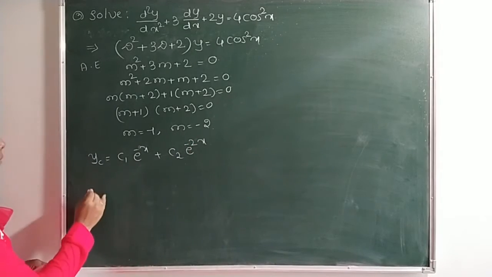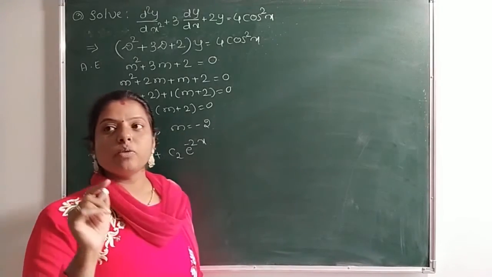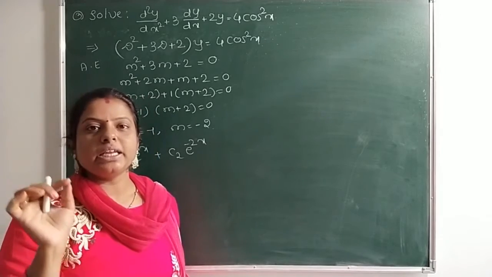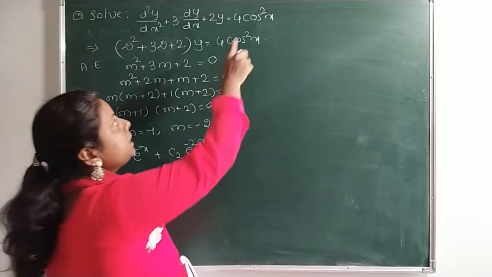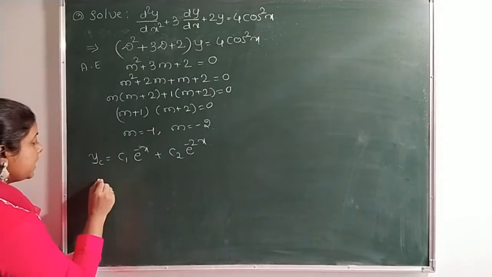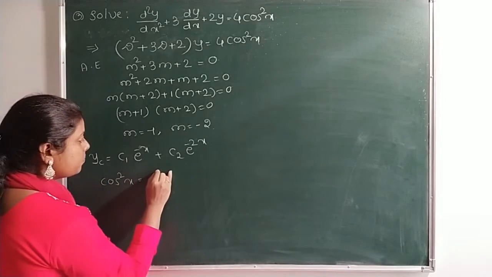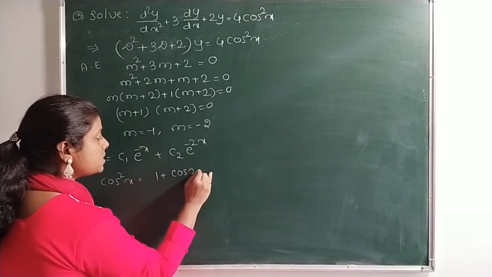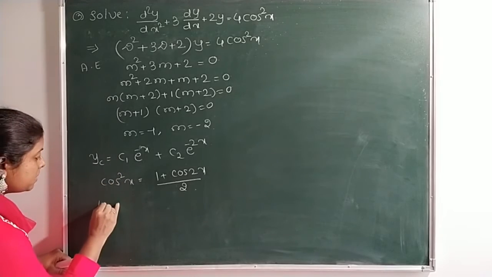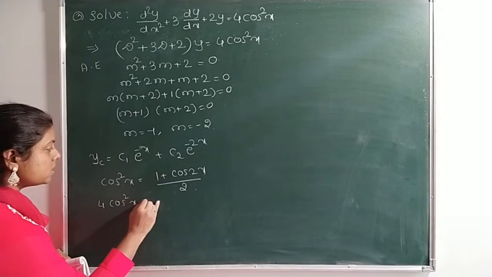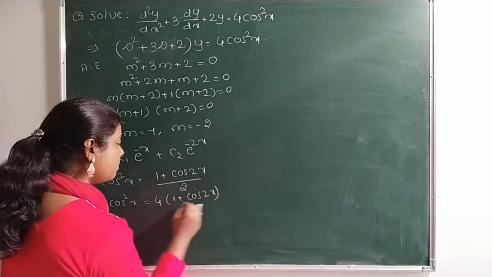Now you have to find the YP. Before finding the YP, see the RHS. The RHS we want only in the linear form. The linear means the cos or sine terms we want in the degree of 1. But here cos square is there. That's why this cos square we have to take in the form of linear, that is (1 plus cos 2x) divided by 2. 4 is multiplied with this. 4 cos square x is equal to 4 into (1 plus cos 2x) divided by 2.